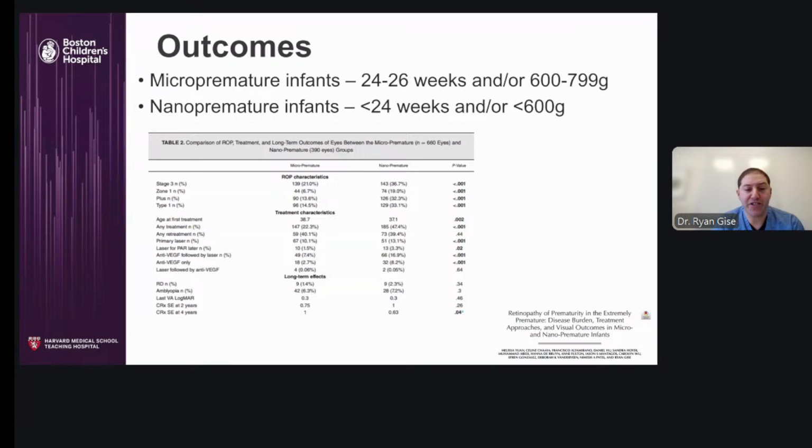Interestingly, in terms of long-term effects, there was no difference between them and micro-premature infants, which are 24 to 26 weekers. Both groups, though, had spherical equivalents of +1 or less at 4 years for those who we still had follow-up for. Obviously, in these kids, you are going to expect them to be more myopic. In a 4-year-old, you'd expect them to be more hyperopic than a +1 spherical equivalent. So there definitely is a trend towards myopia.